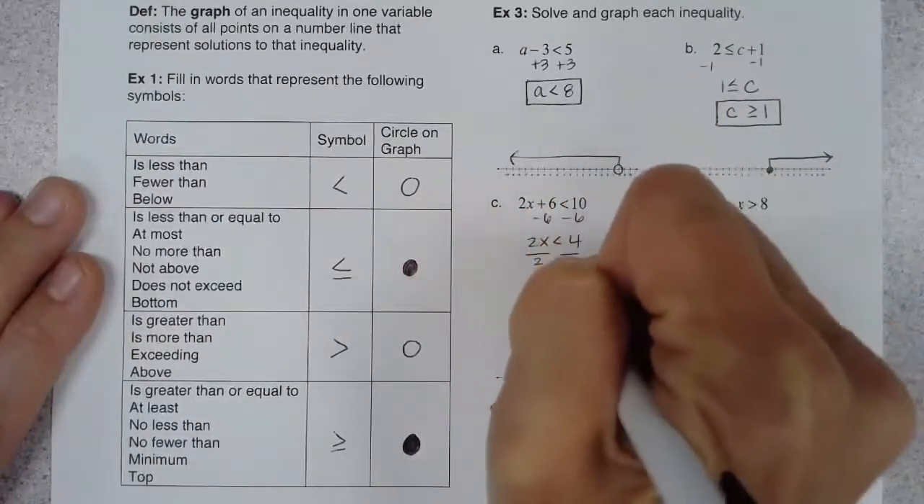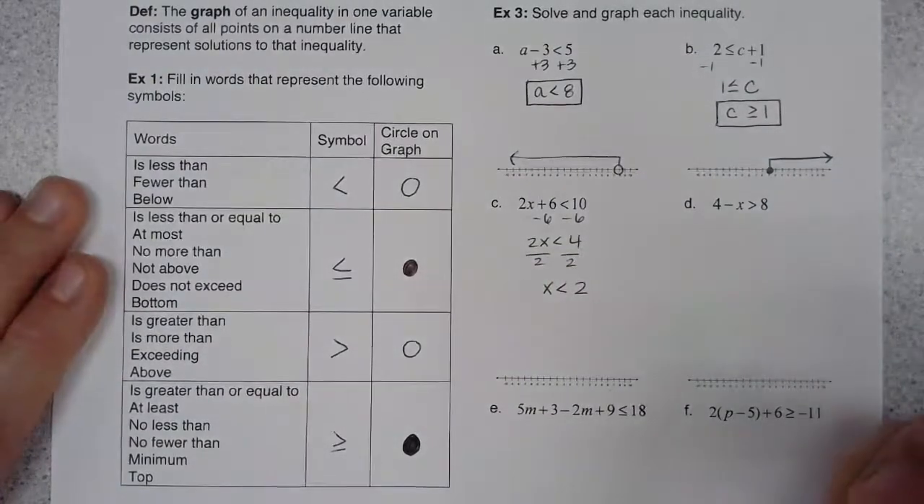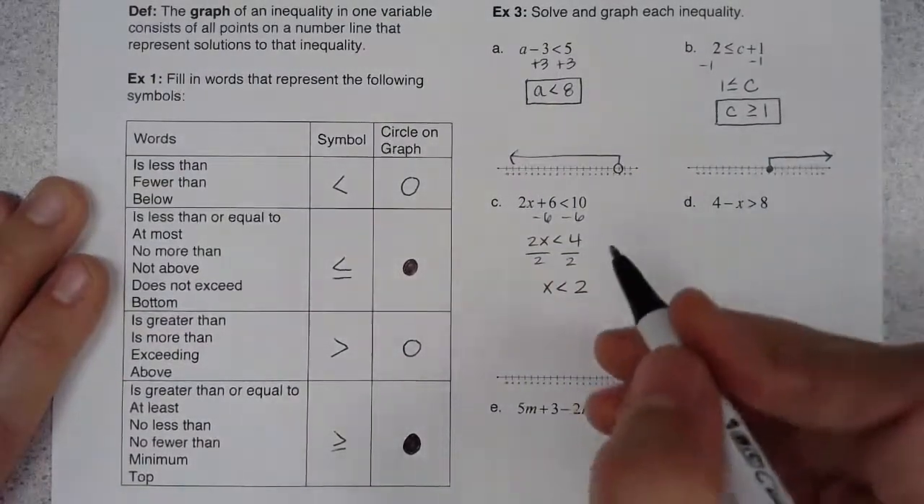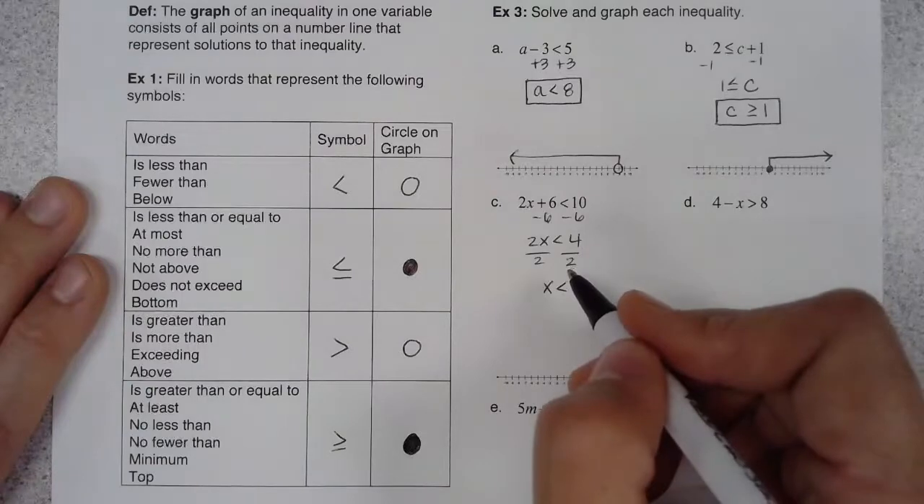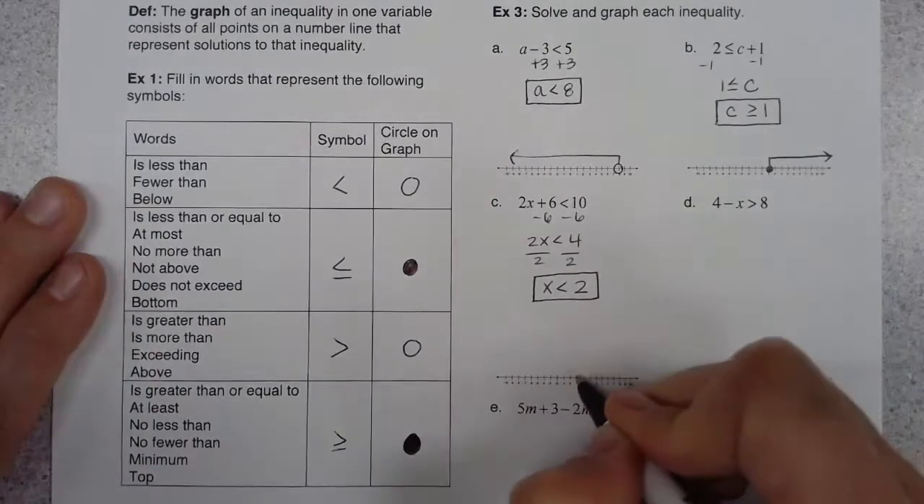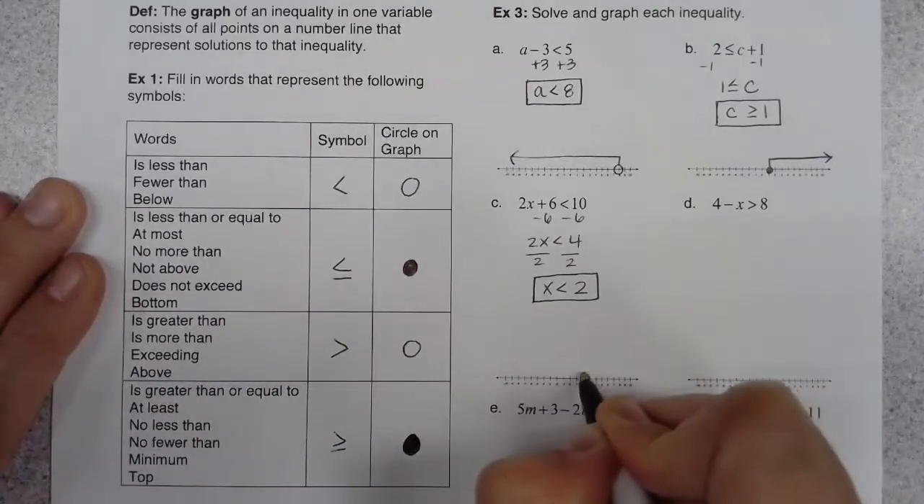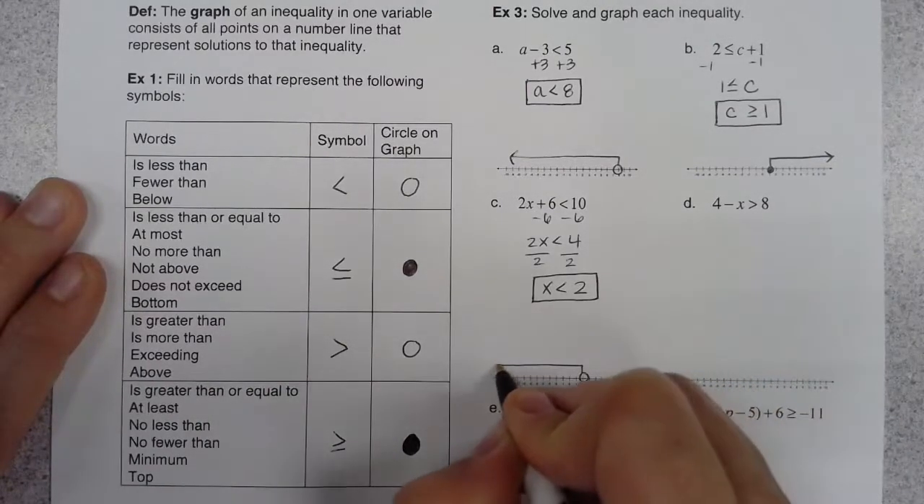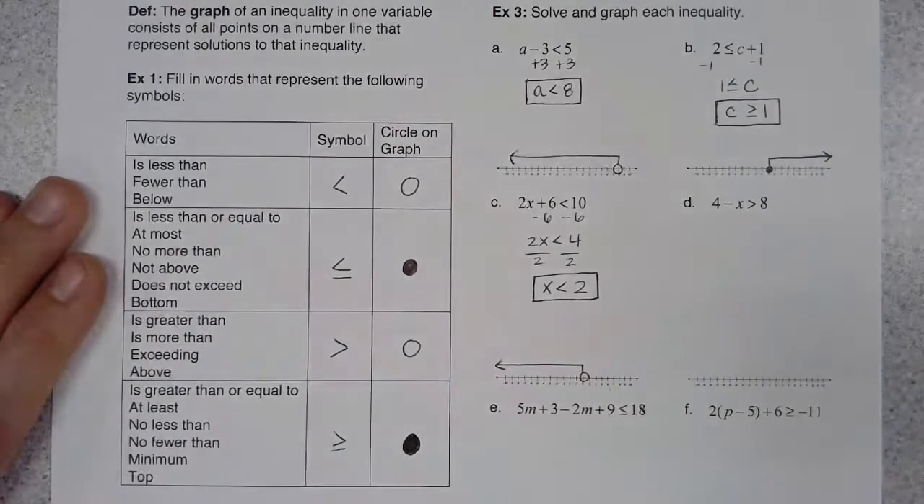And so here we get x is less than +2. Let's see, x is less than +2. So here's my +2, and x is less than +2 would go this way.